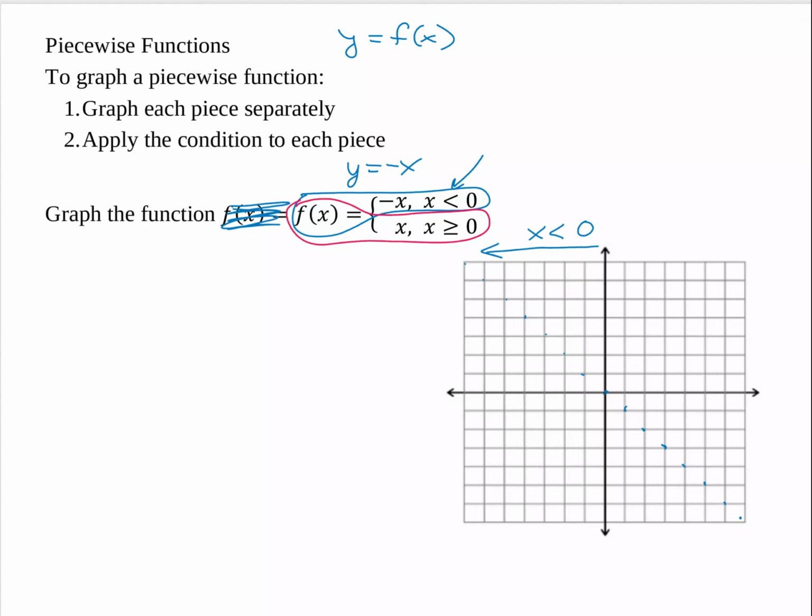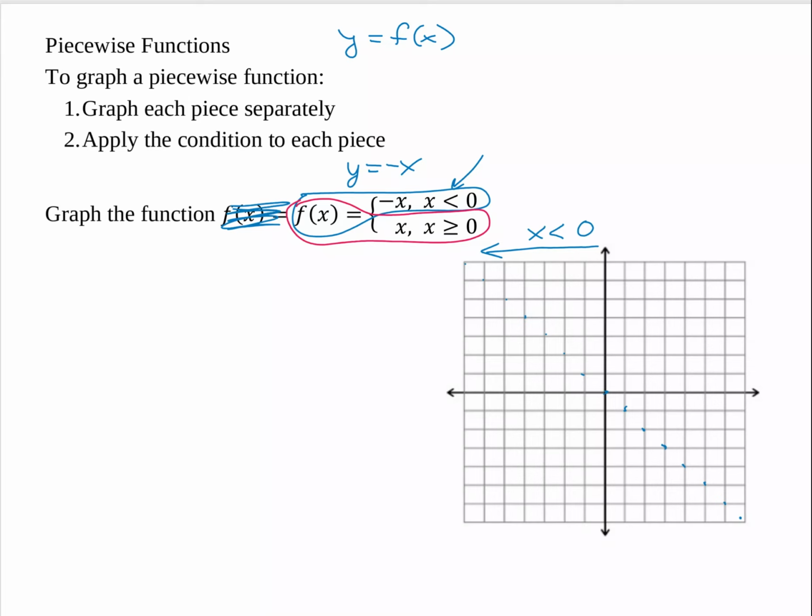So that's not part of the graph. I just drew that on there so you can see it. These are x values that are less than 0 on the left side of the y-axis. So only the part of the graph that I just put down there, that part that's on the left side of the y-axis, is what I'm going to actually graph.